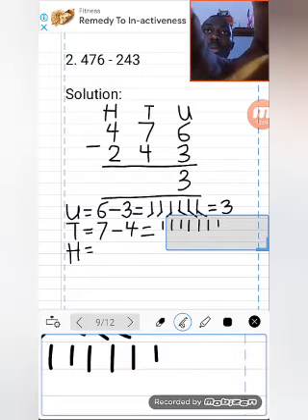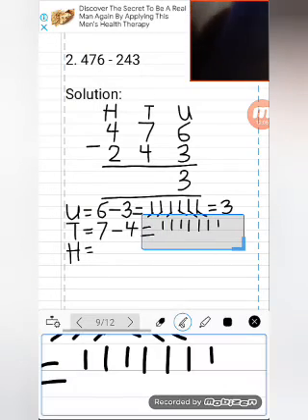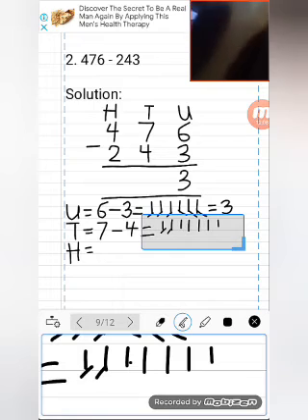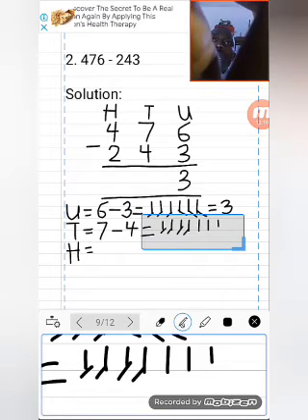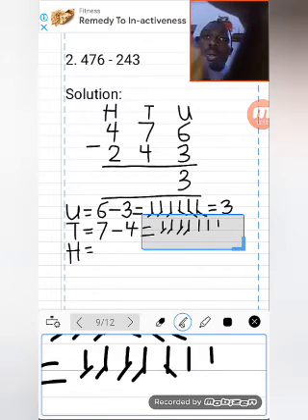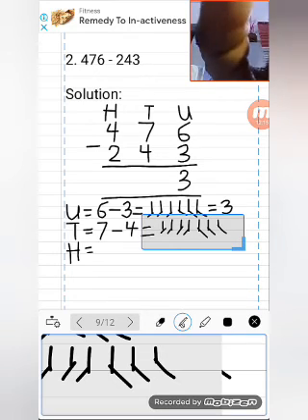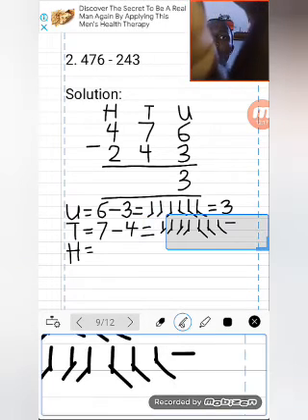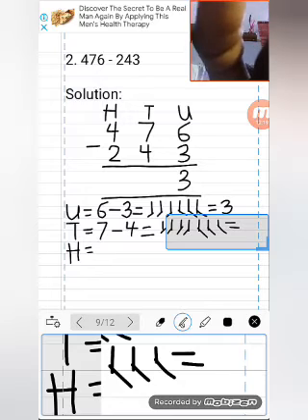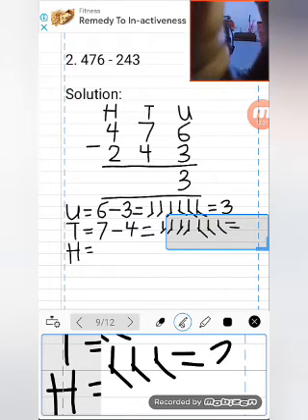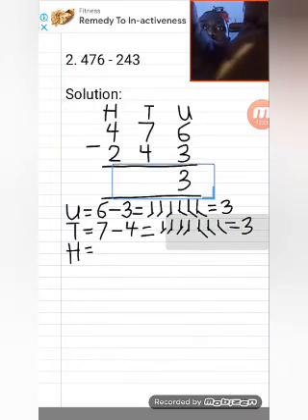Then minus 4. 1, 2, 3, 4. Good. Then what's the answer? 1, 2, 3. So we have 7 minus 4 being 3 as well. So let's write it quickly there.